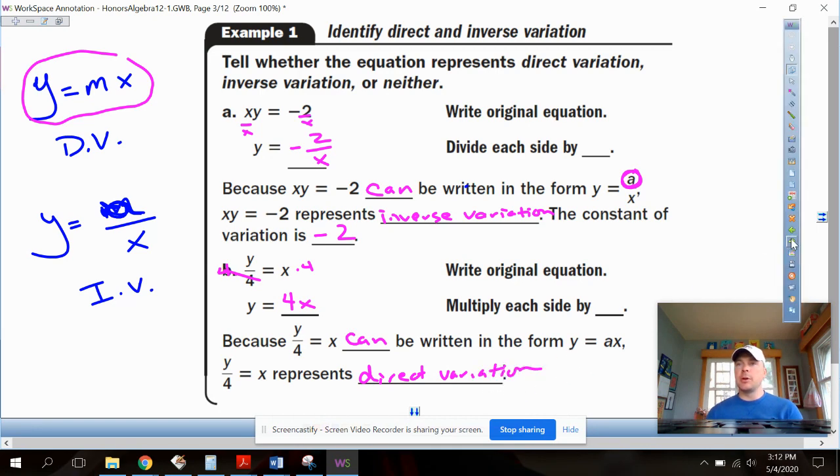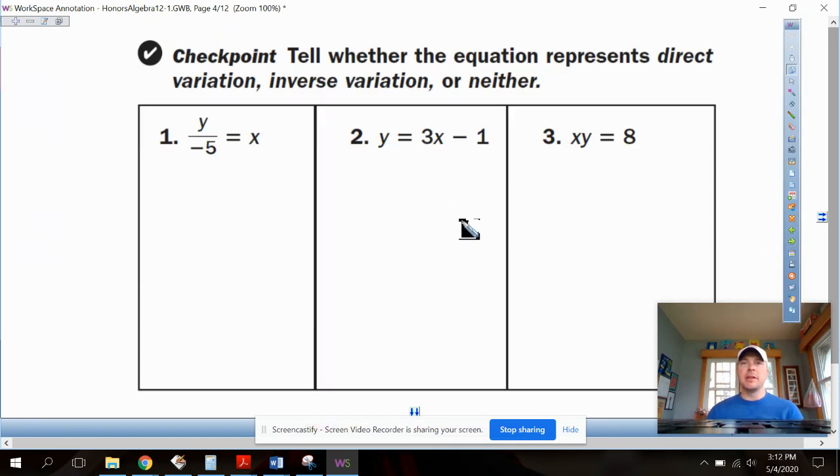All right, you jump to checkpoint problem number 1. Go ahead and hit pause in the video. And when you're done with these three, why don't you come back and check them.